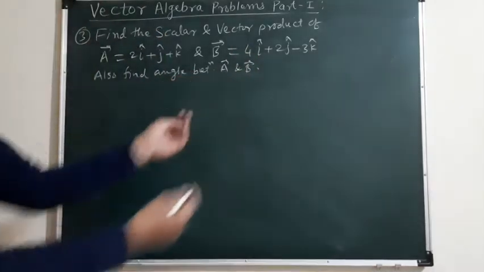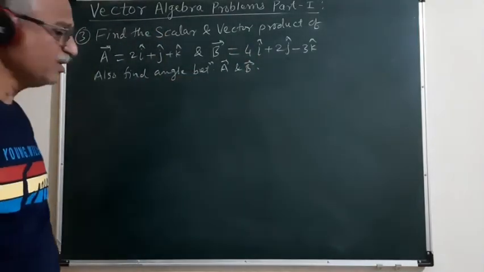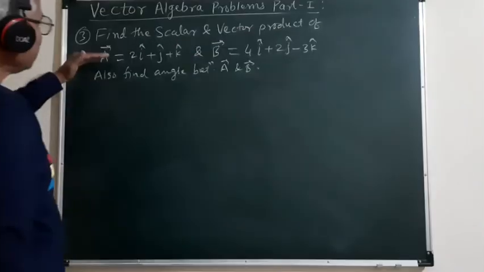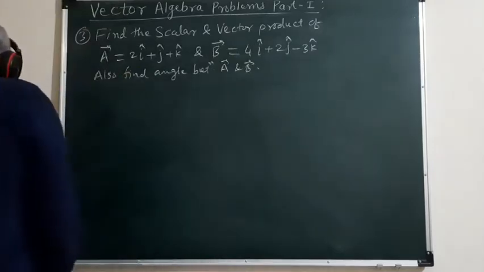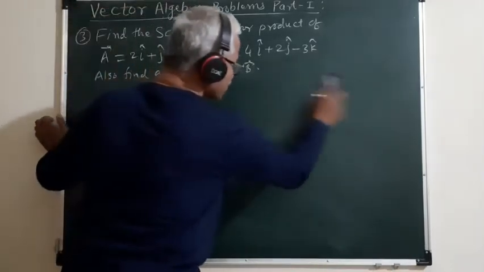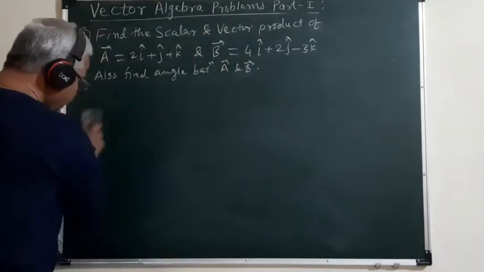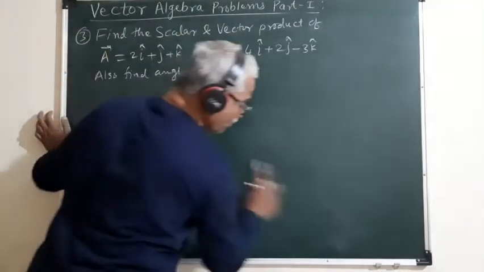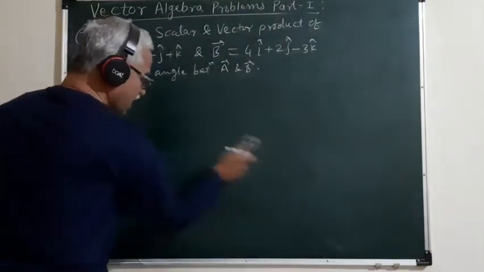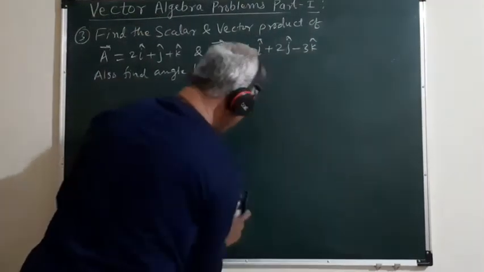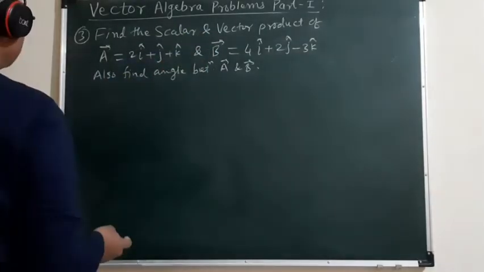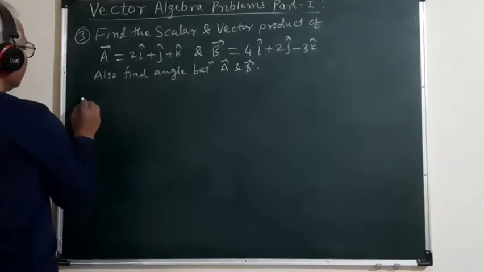Also you are asked to find out the angle between the two vectors a bar and b bar. So we are given these vectors a bar and b bar. We are asked to calculate the scalar product of these two vectors and the vector product of these two vectors, and as well to find out the angle theta between these two vectors. So let us first evaluate the dot product of a bar and b bar.